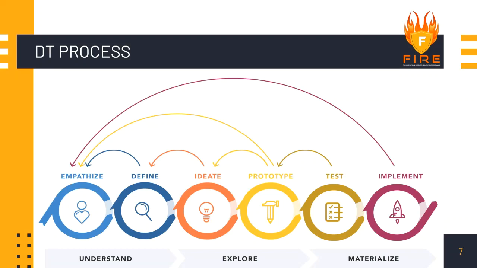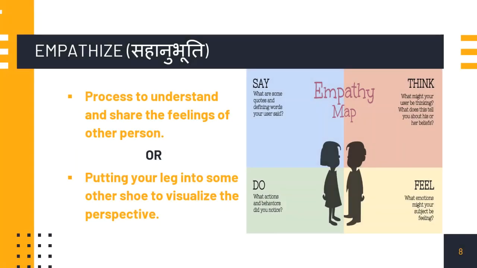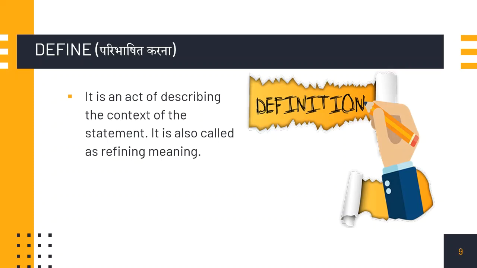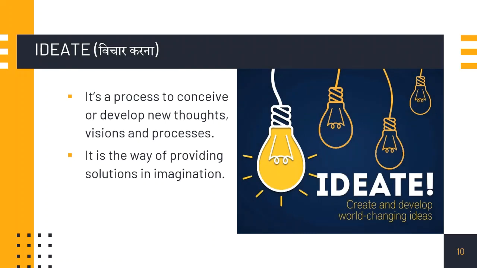In the DT process, there are 6 steps: empathize, define, ideate, prototype, test, and implementation. That is a general process of understanding, exploring, and materializing a solution to an existing problem. In empathizing, we are looking at the problem from another perspective, into some other shoes. We are thinking out of the box. In define, we are defining exactly what problem those people are facing. In ideate, we are thinking about a lot of perspectives, the outcomes, the consequences, how this thing happened and how this will function after designing a solution.